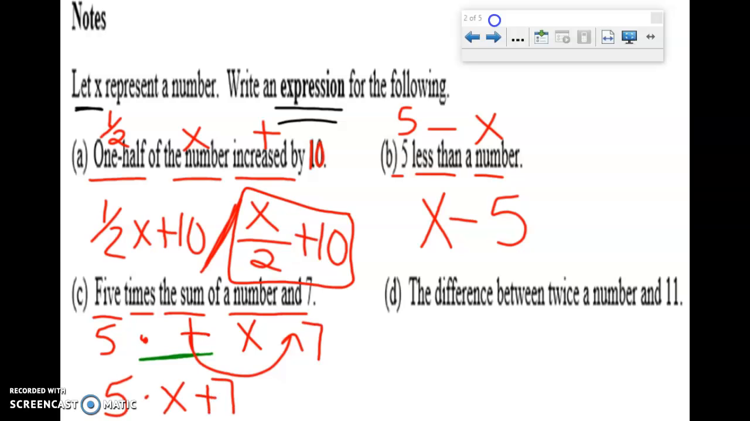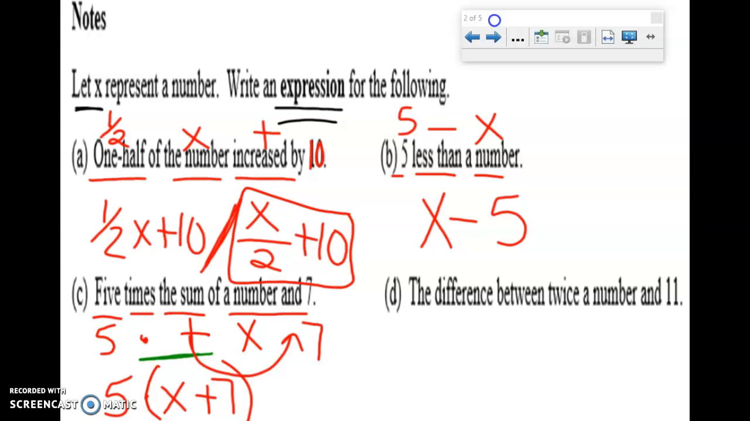And this still isn't fully finished because I'm not multiplying 5 times the sum. I'm multiplying 5 times x. And that's not what this question is asking for. So on my own, without them being said, I need to remember parentheses, because parentheses tell us to do that first, which is to add, then multiply. So that's 5 times the sum of x plus 7.